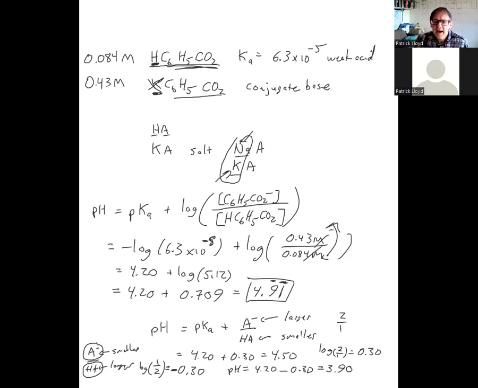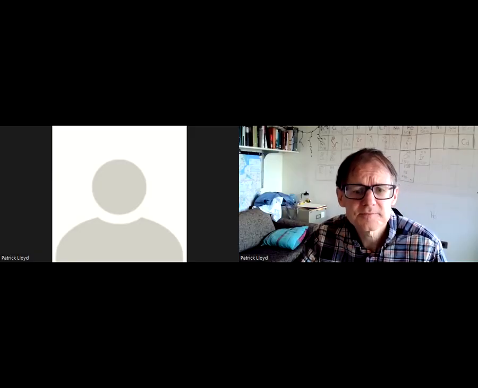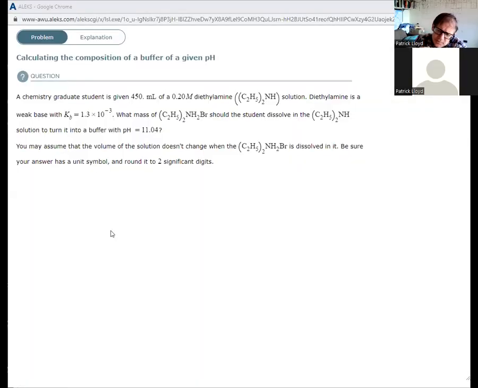Okay. Now, let's take a look at one more type of question for this section. As I said, there are other types of problems, but let's take a look at this one. And this is a little bit of just sort of manipulating the Henderson-Hasselbalch equation to do a calculation. A chemistry graduate student is given 450 milliliters of 0.20 molar diethylamine. Okay, here's that diethylamine, that base, right? Diethylamine is a weak base with a Kb of 1.3 times 10 to the minus 3.